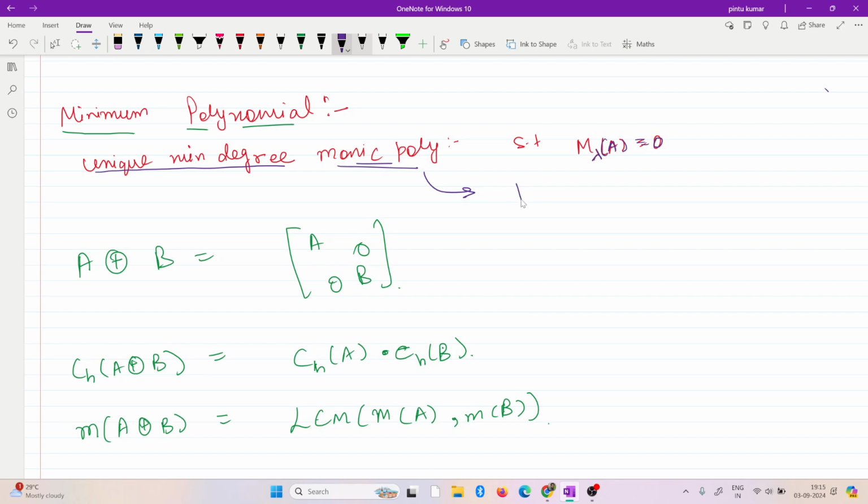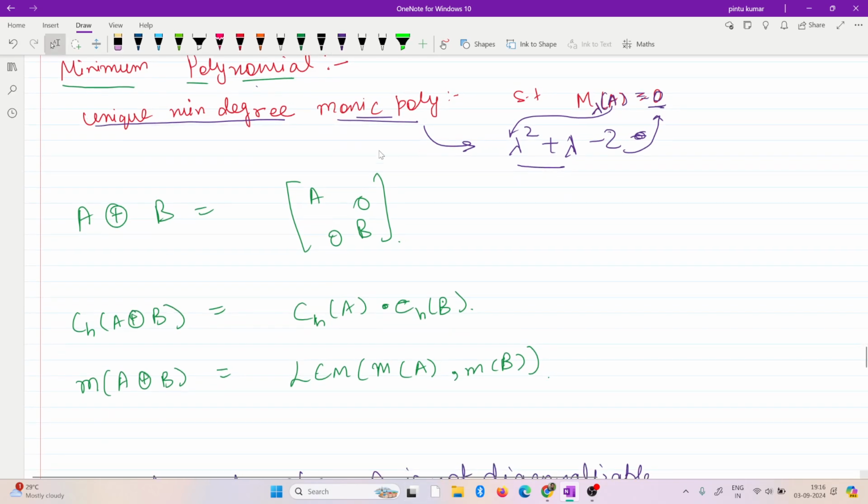So that if, let's say, your polynomial is given by lambda square plus 1 minus 2, right? This is your polynomial. If you replace your lambda by A, you should obtain 0. So it is the minimum degree polynomial so that you can do something like that. That is called the minimum polynomial of your matrix. Okay. So this I think we discussed when we discussed eigenvalue and eigenvector.